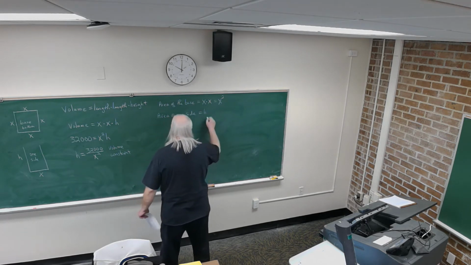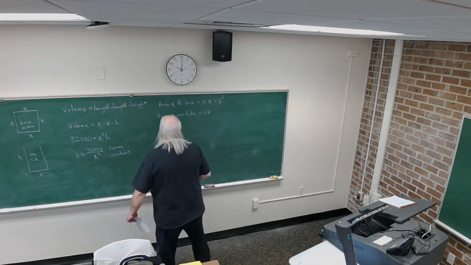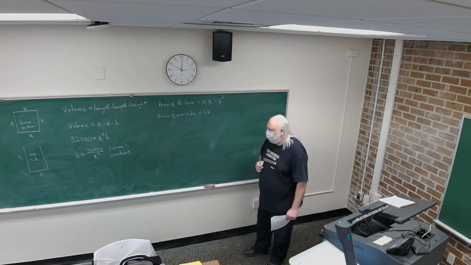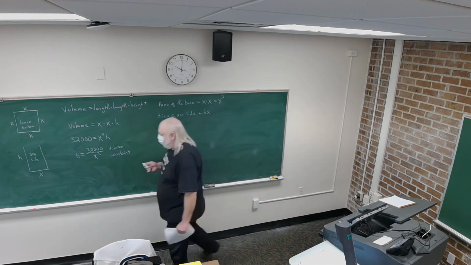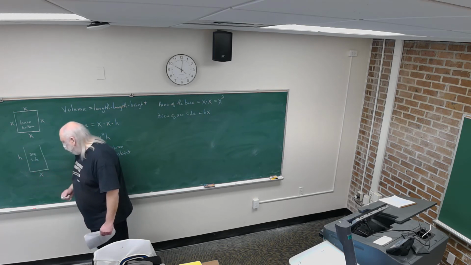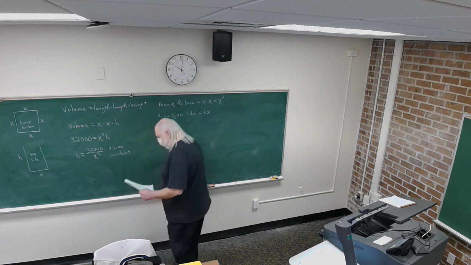Area is height times width, right? Height is h, width is x, okay? You can see that over here, right? So the amount of wood to do one side, height times width, is h times x.